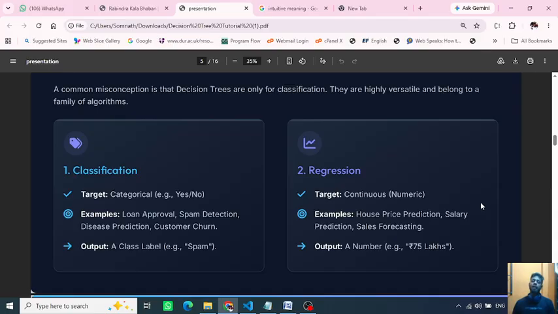And regression level is a continuous numeric value, where the target is a continuous numeric value. Like our previous session, I have already shown you what regression models are. House price prediction, salary prediction, sales forecasting. These are examples of regression.